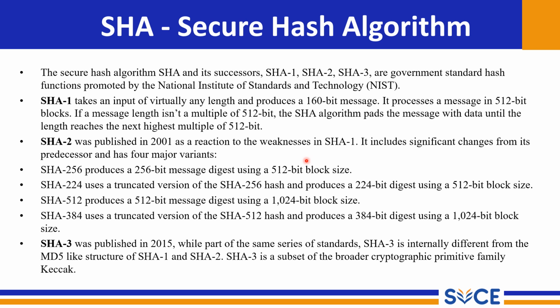SHA-3 was published in the year 2015, which is in the same series of standards, and SHA-3 is internally different from the MD5-like structure. SHA-3 is a subset of a broader cryptographic primitive family. So this is all about the SHA functions, which were discussed in the previous slide. SHA takes some input and produces the hash value. So this is all about SHA.